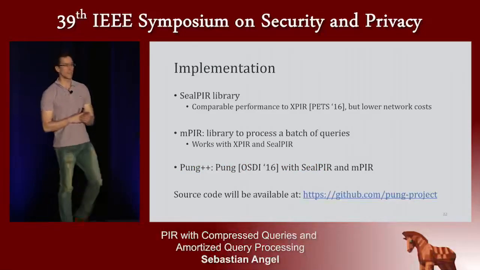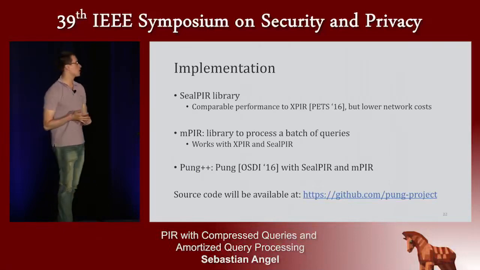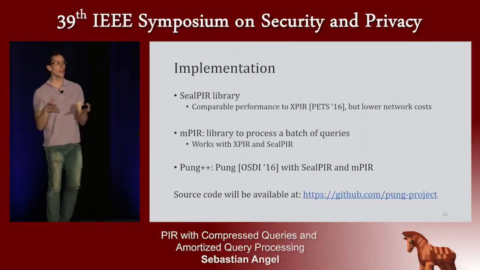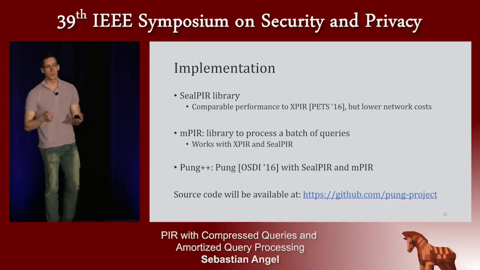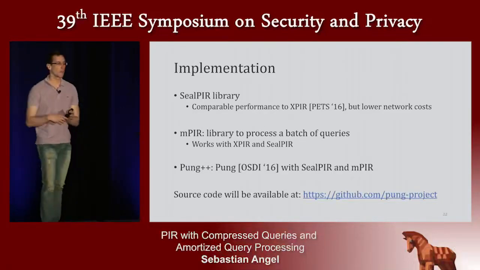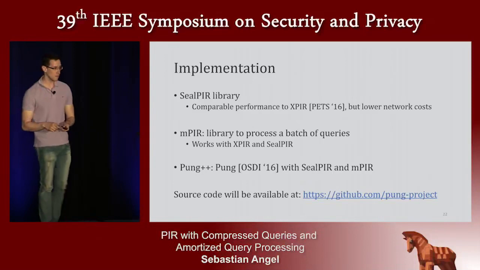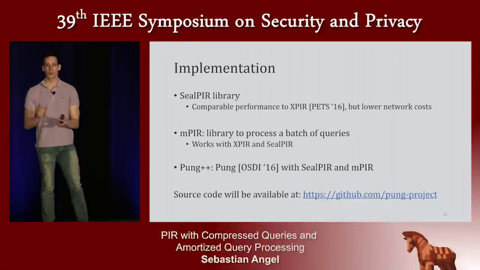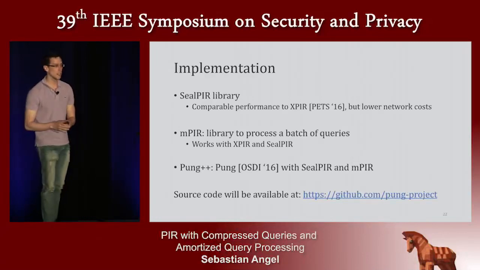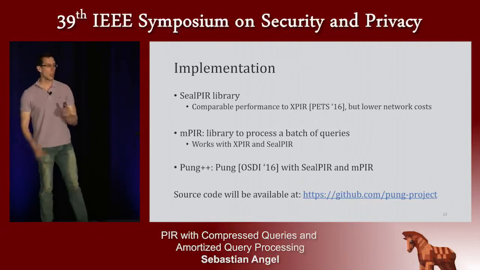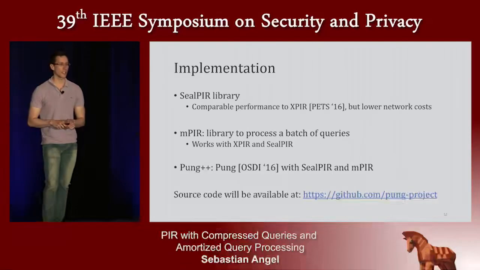So we've implemented two libraries. One is called sealPIR, which is essentially XPIR, but with the decompression procedure. It's a different code base for reasons that we explain in the paper, but it's not fundamental. We also have a library called MPIR, and this library allows the server to encode the database to process multiple queries more efficiently than processing each query individually. And then we also re-implemented the Pong private communication system using both of these libraries to see what kinds of benefits you can expect to see from using our techniques.